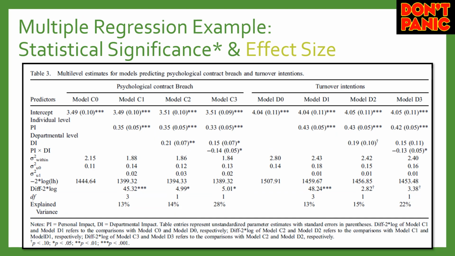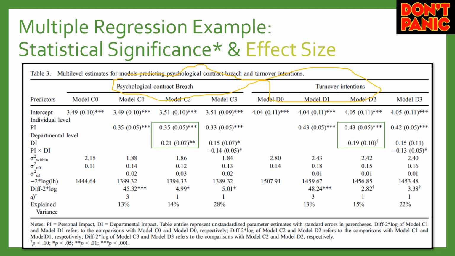Here we have table 3, and it shows the results for the dependent variables of psychological contract breach and turnover intentions that you kind of see up here. Those are always where your dependent variables will go. Forgive my funky line, my goodness. So this is again looking at psychological contract breach, or broken promises, and turnover intentions, wanting to quit.